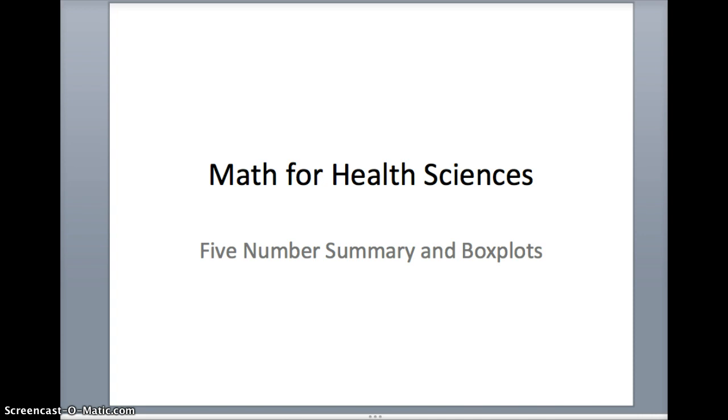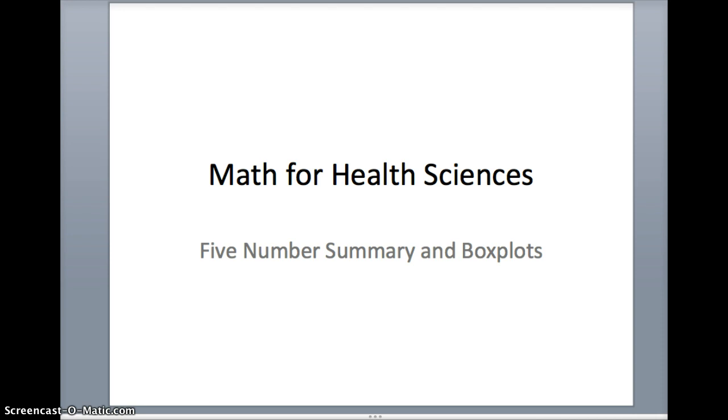And here we're going to look at the 5-number summary and box plots for a discussion in the Math for Health Science classes. Now, what is a 5-number summary? We have a large data set. It's difficult to describe a large data set unless you look at a few numbers that represent its behavior. And if we want to know about the spread in a data set, we construct what's called a 5-number summary.